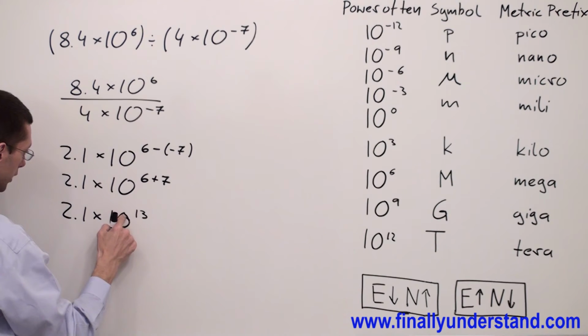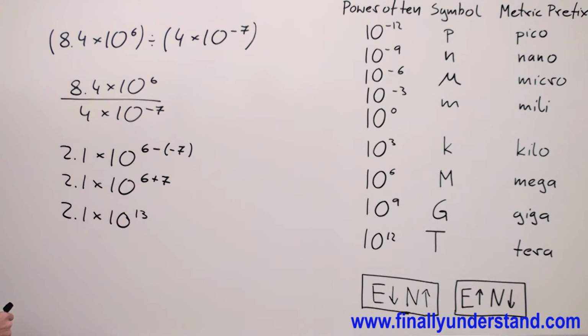13 is not a multiple of 3. So I have to convert this number, this exponent, to a multiple of 3. If I'm going to make my exponent smaller, my number is going to get bigger. If I'm going to move my decimal point once to the right, this automatically becomes 12.